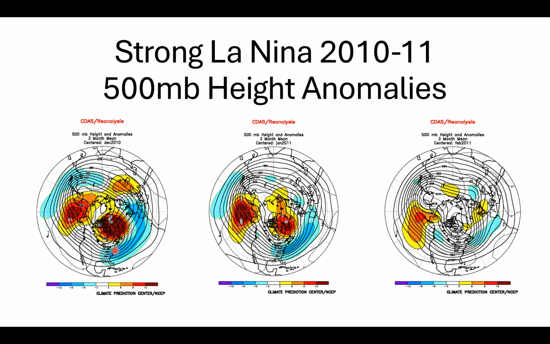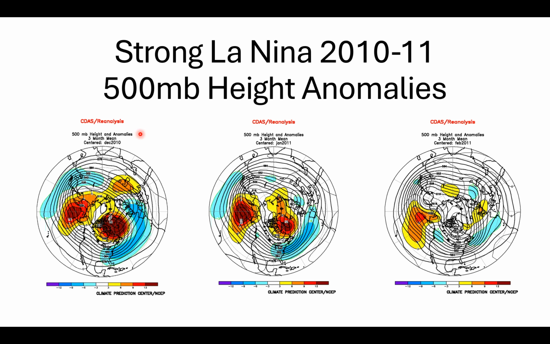And then we have the blue coloring beneath it here in the 500 millibar height anomalies. This means below normal height anomalies. Now, below normal height anomalies are typically associated with colder than normal temperatures, and this reddish, orangish, maroon coloring indicates above normal temperatures associated with anomalous ridging.